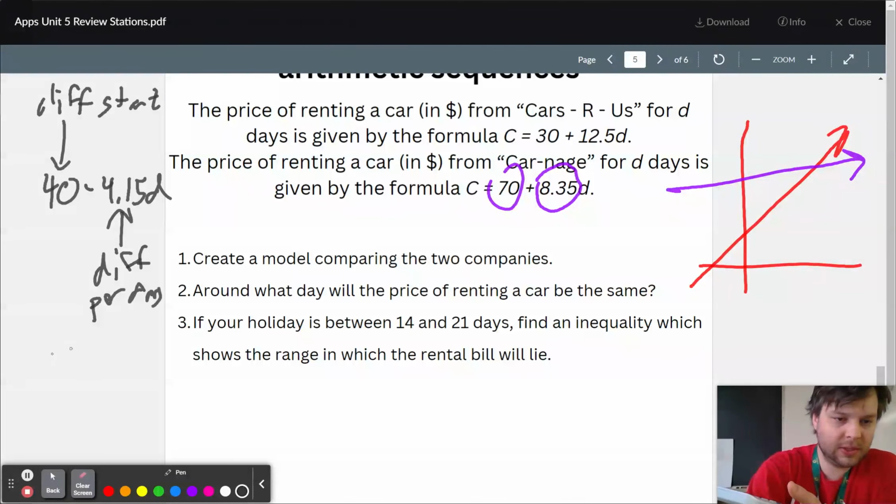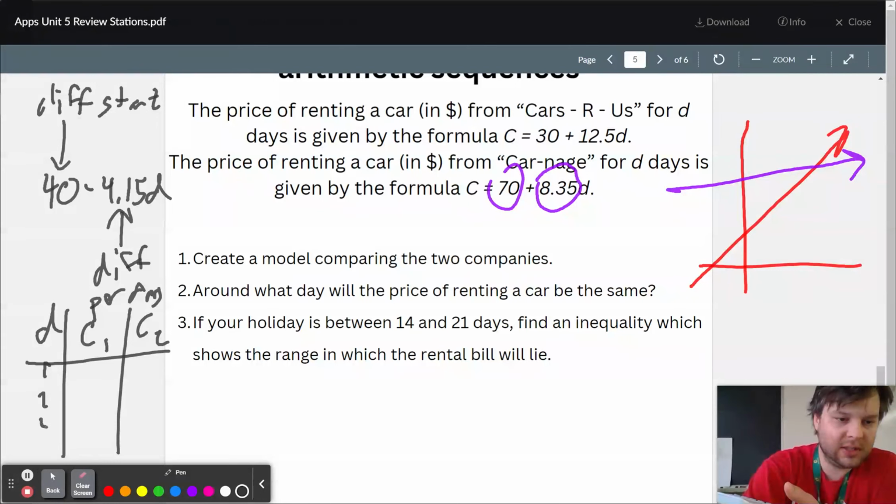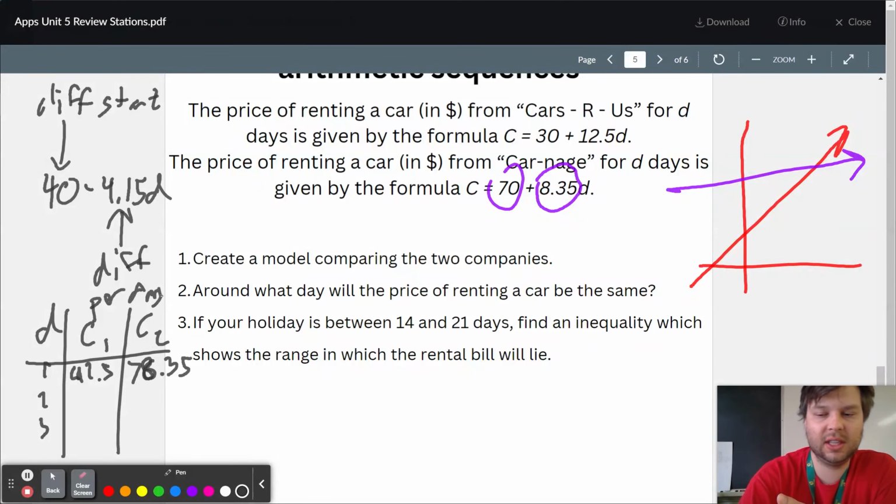Another option is to make a table where you're just saying days, first cost, second cost, 1 day, 2 days, etc. And you're just going through and calculating 42 and a half, 78.35, just calculating how much they're worth each day. This is essentially the same as doing what I did with the graphs.